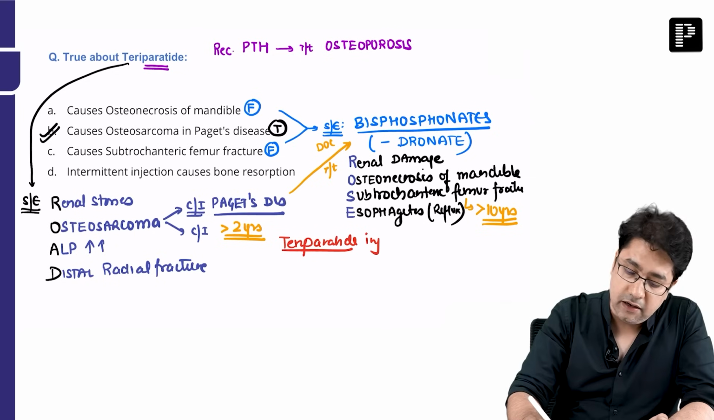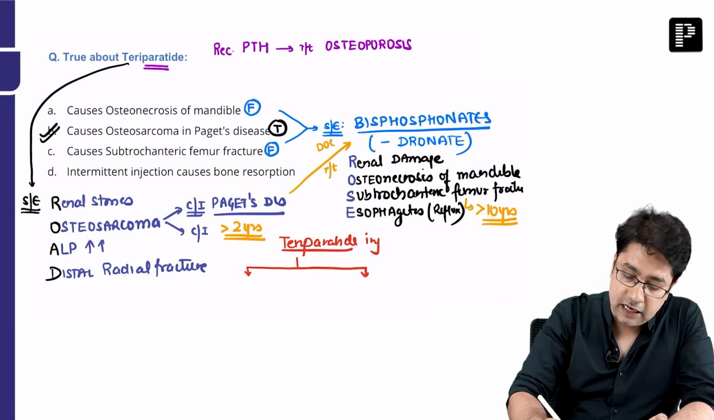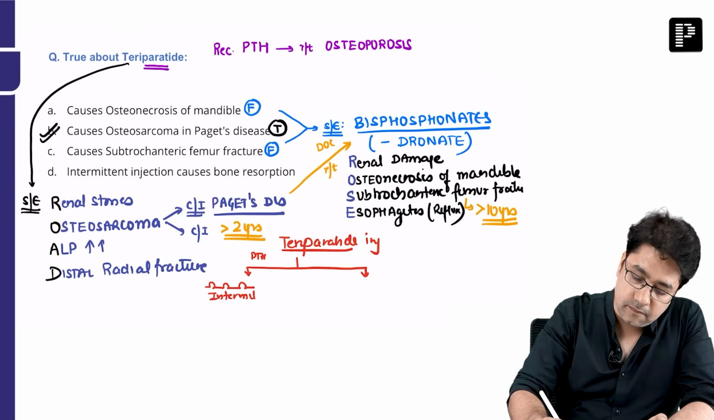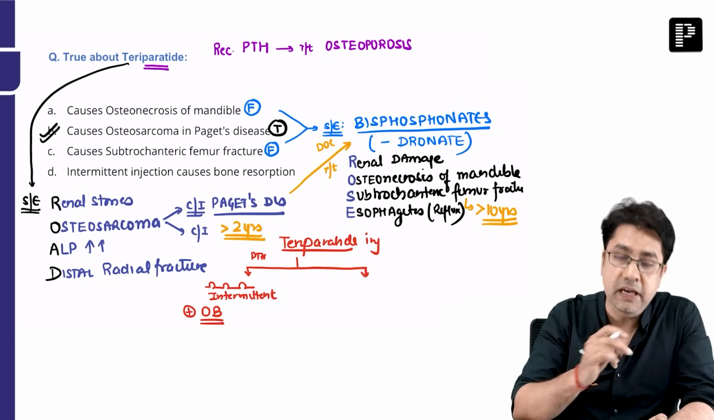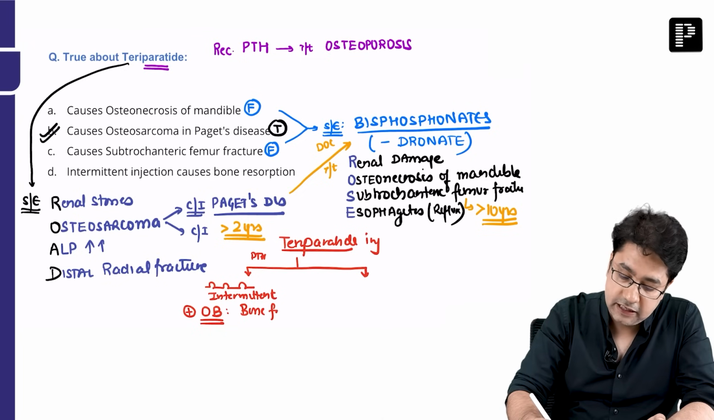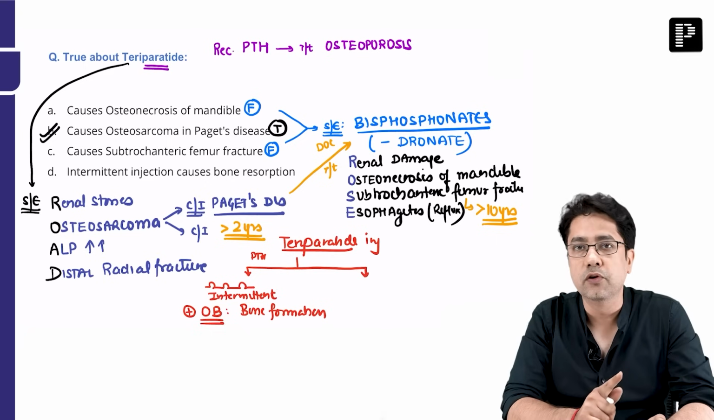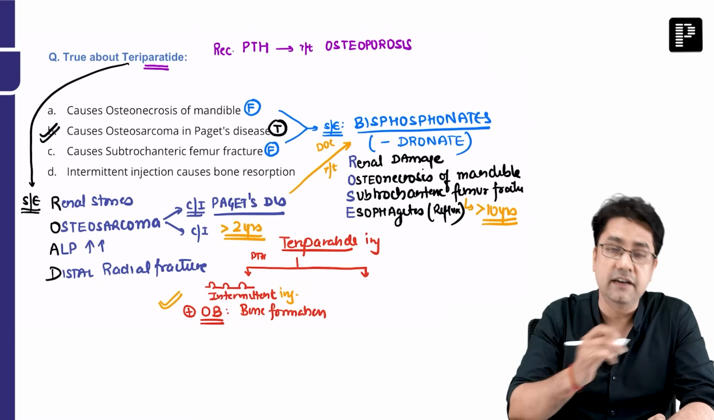Now, remember a concept of physiology and pharmacology: when parathyroid hormone is given as a pulsatile or intermittent injection, it stimulates osteoblasts, OB, in bone. Because of this reason, it causes bone formation, an anabolic effect. That is why in osteoporosis, we give intermittent injections of teriparatide.